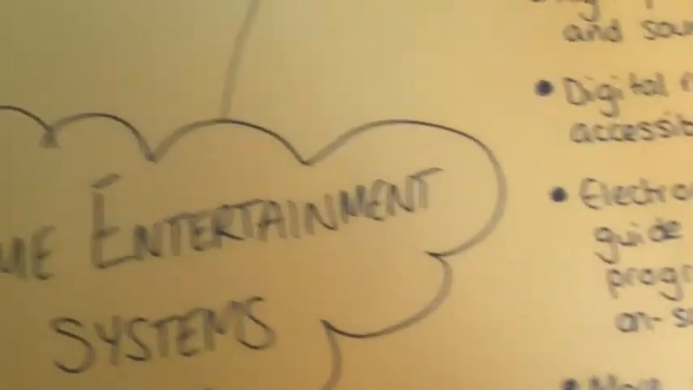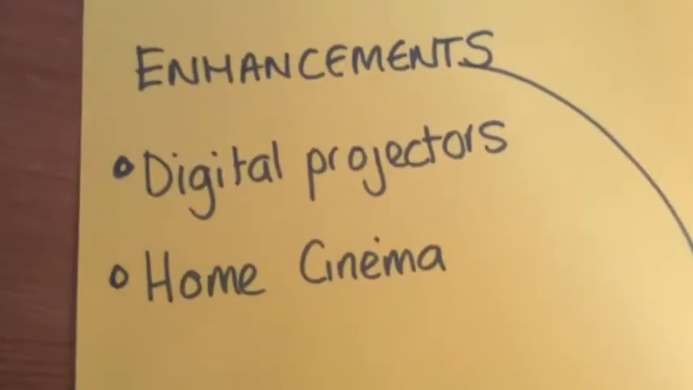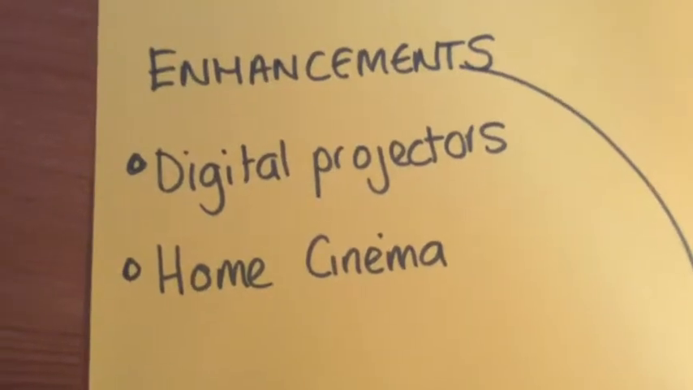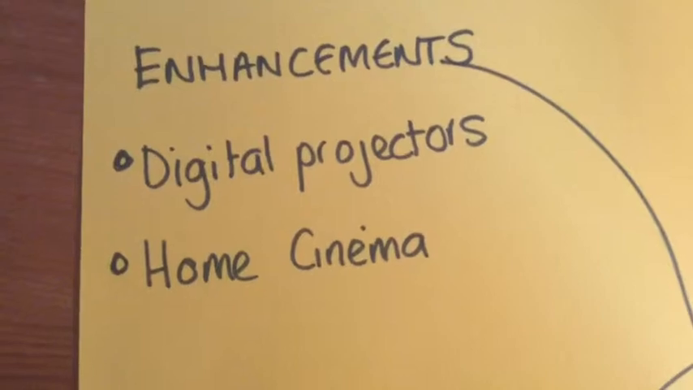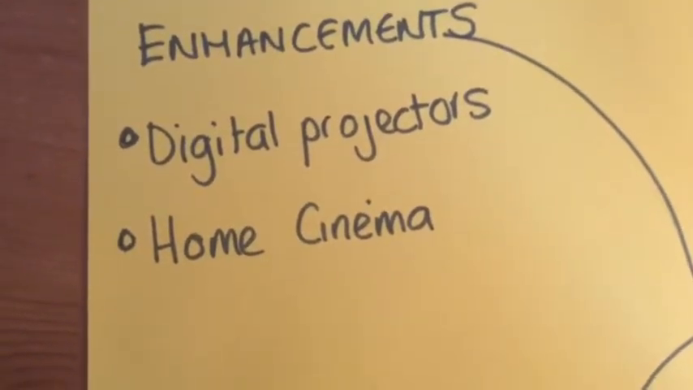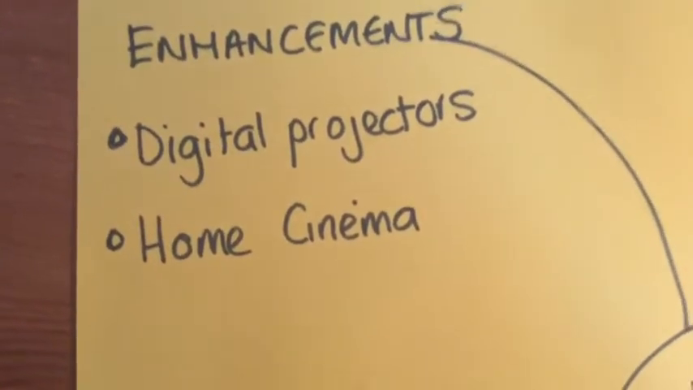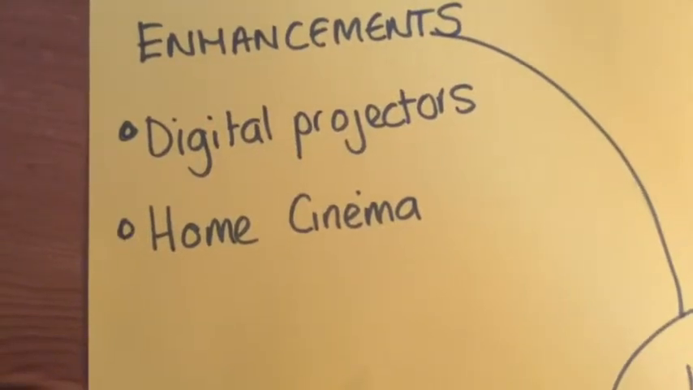So how can you enhance a home entertainment system? The two main ways are through digital projectors, so you can project HD images from a computer, a set-top box, personal media player or DVD and Blu-ray player onto a screen or wall, and home cinema or theatre systems, which include DVD or Blu-ray players, amplifier and 6 speakers for surround sound.